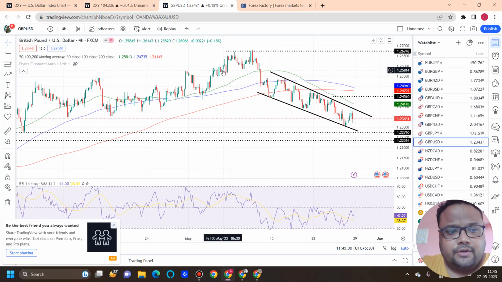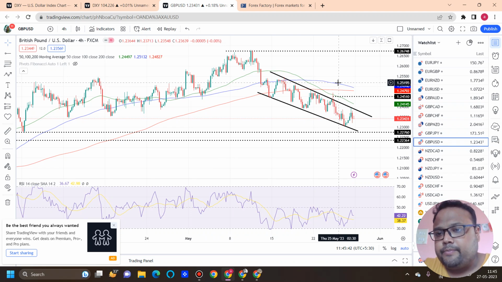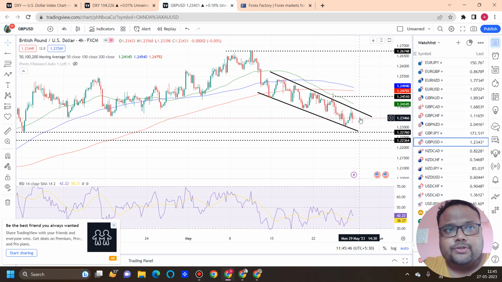This is the 4 hour chart of GBPUSD, and as you can clearly see, GBPUSD is still under pressure and the market is still trading inside a downward channel. You can see here the last traded price of GBPUSD is 1.2343.